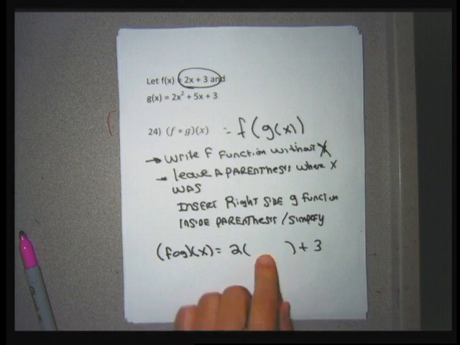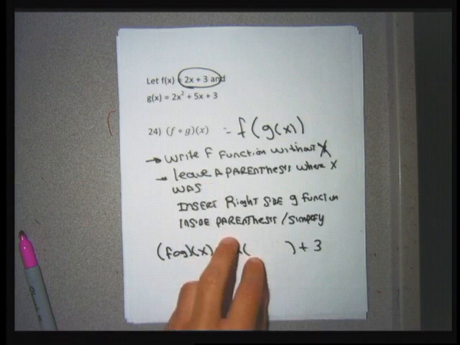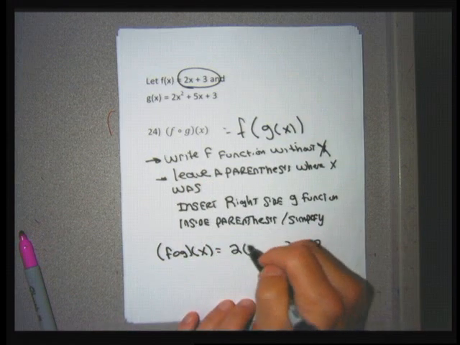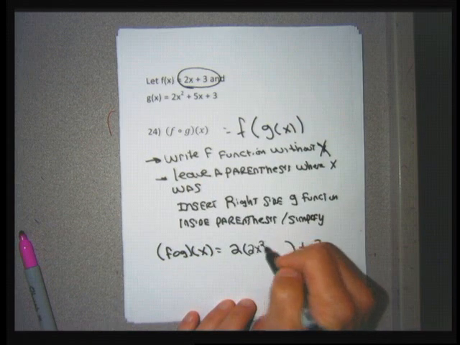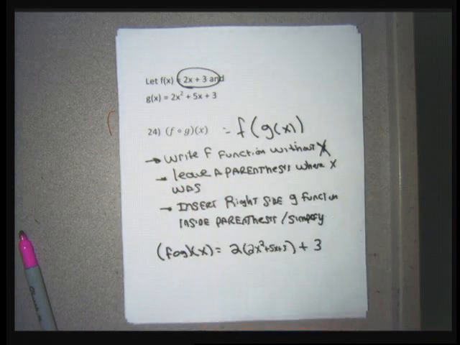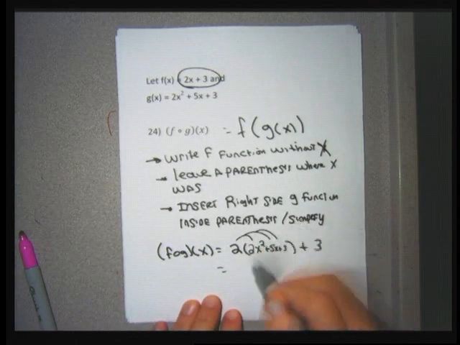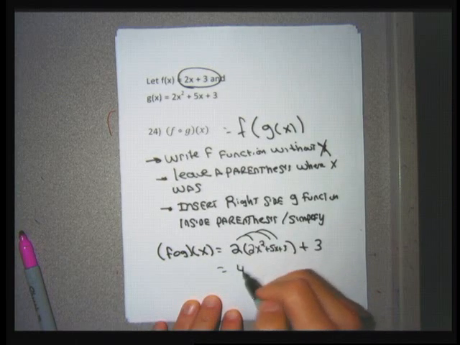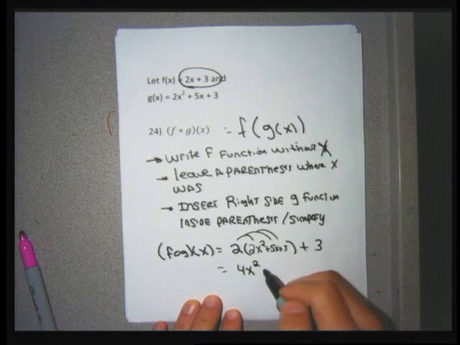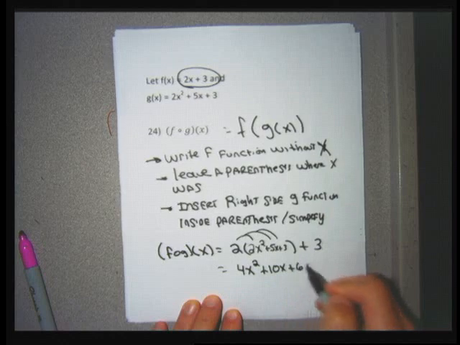I wrote the f function, 2x plus 3, without the x. I left a parentheses where the x was. Now I'm going to insert the right side of the g function inside the parentheses, which is 2x squared plus 5x plus 3. So that's the third step, and I'm going to simplify. To simplify, I'm going to clear this parentheses. I'm going to multiply 2 times 2x squared and get 4x squared. I'm going to multiply 2 times 5x and get 10x. I'm going to multiply 2 times 3 and get 6.